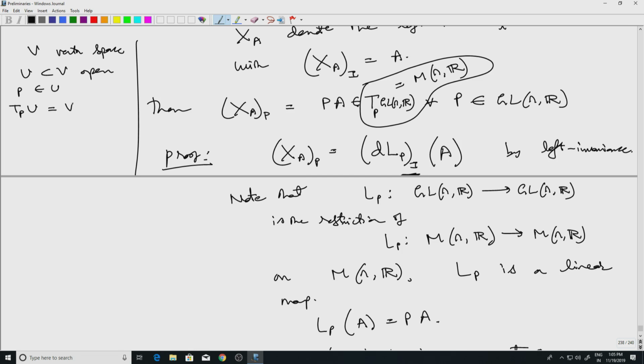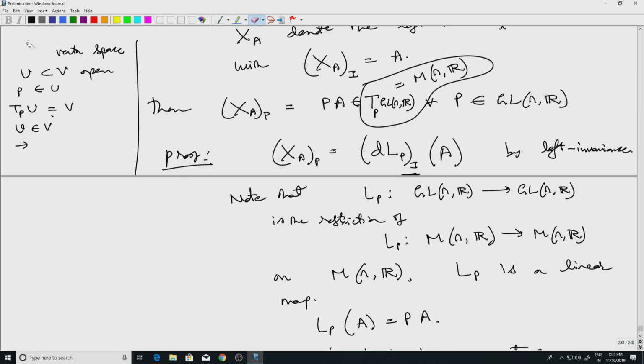Now this equality means the following. So if I start with v in V, the corresponding element of T_P U is, so in fact let me just take R^n, Euclidean space, for clarity.